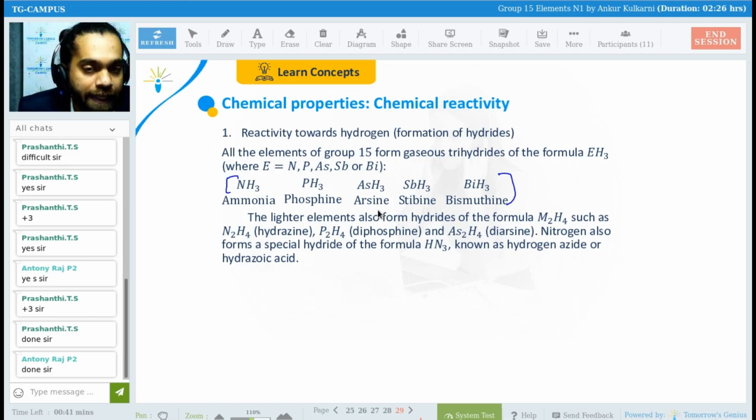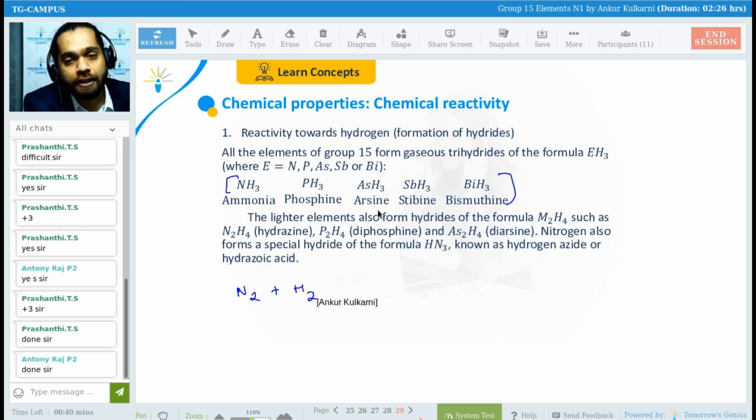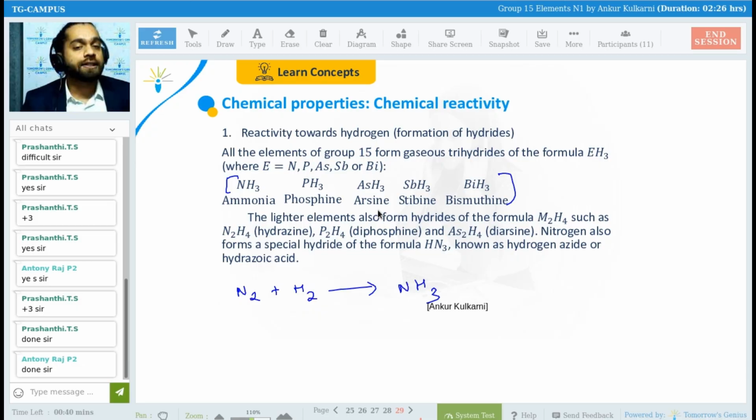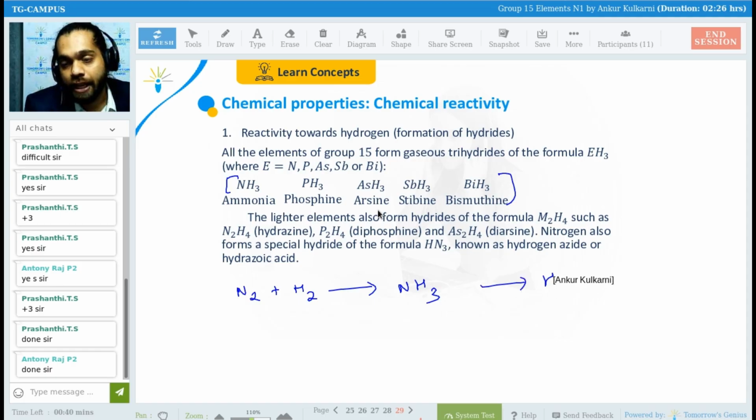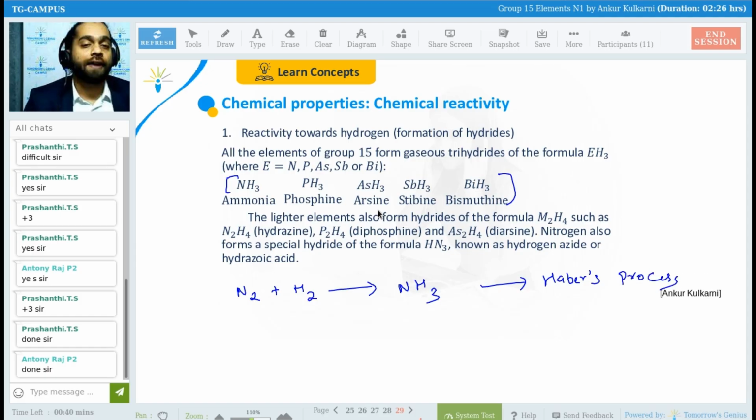If I react nitrogen with hydrogen, I get ammonia. Which process is this? This is your Haber's process. We prepare ammonia with the help of Haber's process. If I mix nitrogen and hydrogen, I will get ammonia, which is nothing but a hydride of nitrogen.